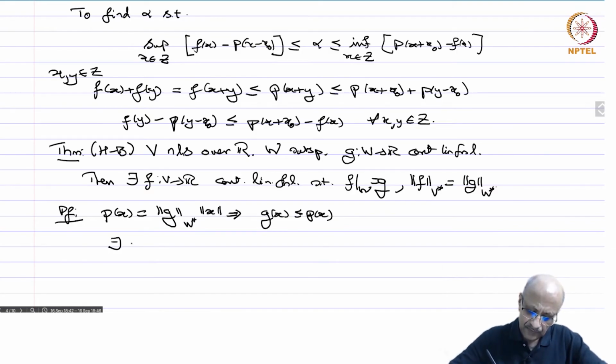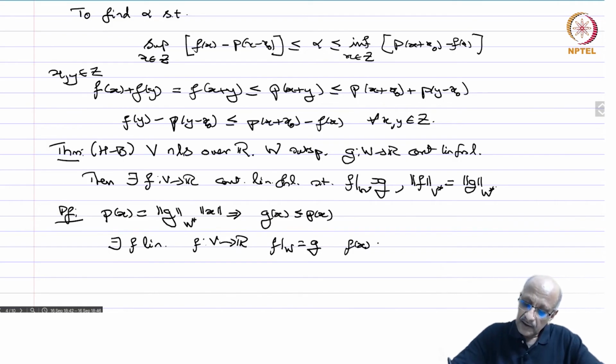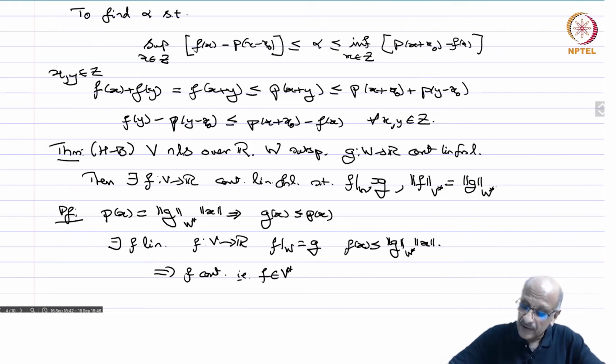Therefore there exists f linear, f from V to R by the previous theorem, such that f restricted to W equals G, that is right, and of course f of x is less than or equal to norm G in W star times norm x. So this implies that f is continuous, that is f belongs to V star, and f of x is less than or equal to norm G times norm x. So it is true for all x, so you put x equals minus x, so it is true for minus f of x also, so it is true for mod f of x, and therefore you have that norm f in V star is less than or equal to norm G in W star.